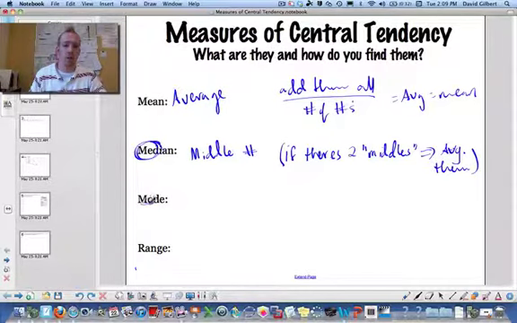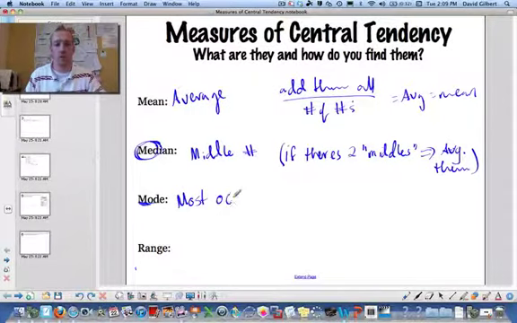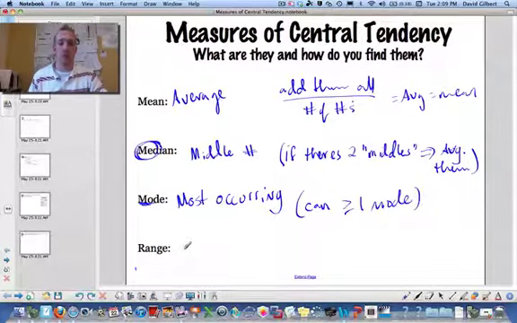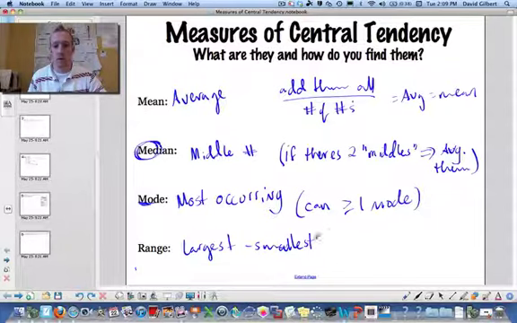And then the mode. Mode and most sound kind of the same, to try and remember. Mode is the most occurring number. So it's the number that occurs the most. And you can have more than one mode. You can have one or more modes. And then the range is going to be the largest minus the smallest number, right? So that's the span of numbers.